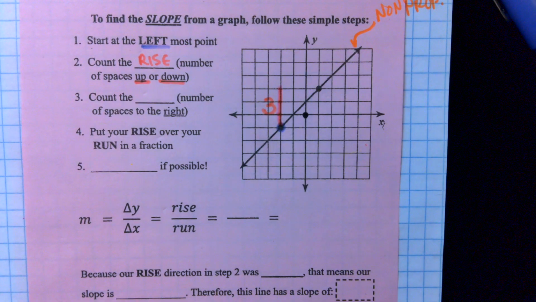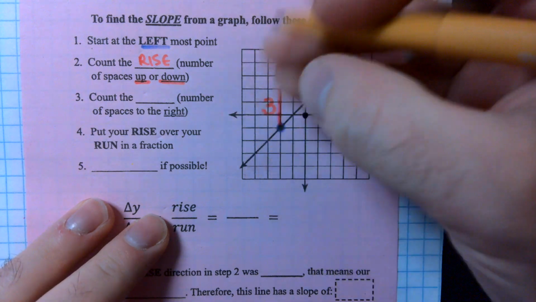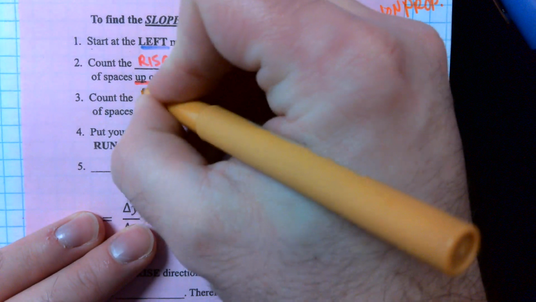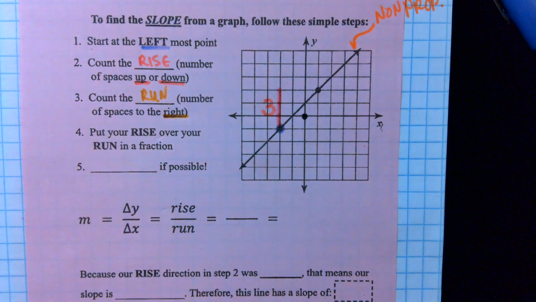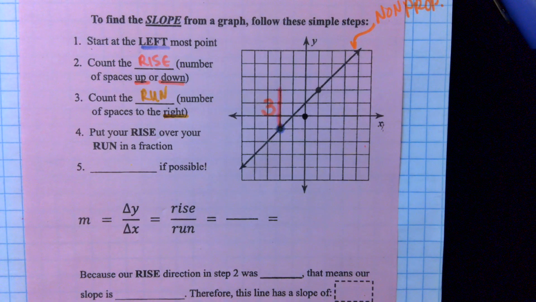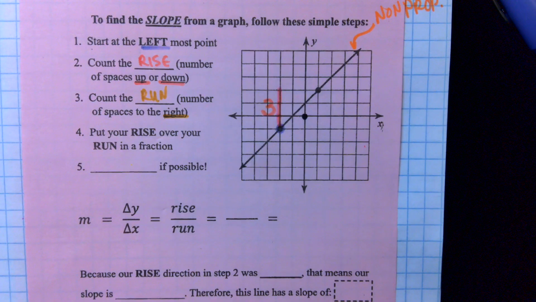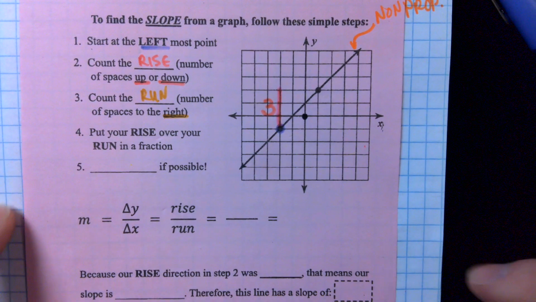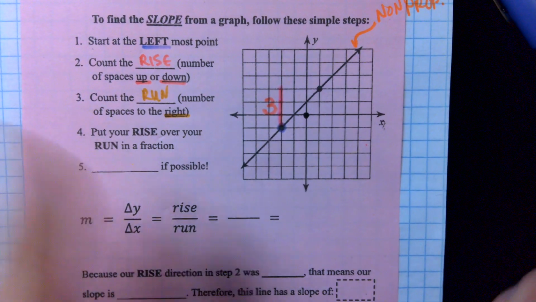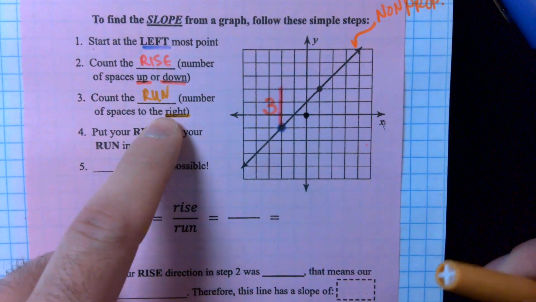Then I'm going to count the run. I'm going to count the number of spaces to the right. Notice how it doesn't say left or right. If I start with my leftmost point, I'm always going to be running to the right, okay? You're going to hear me say that a ton of times over the next couple weeks. Just keep that in mind. We're always running to the right.